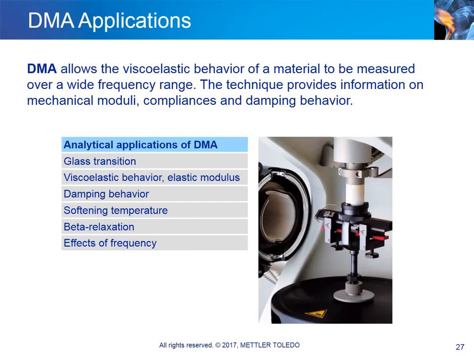Quantitatively, DMA provides accurate data on the shear and Young's modulus as a function of temperature and frequency. Furthermore, the impact of the deformation amplitude or strain dependence on the modulus can be investigated. This is of particular importance for filled rubbers. The picture on the right shows a sample installed in the DMA in one of the bending modes.